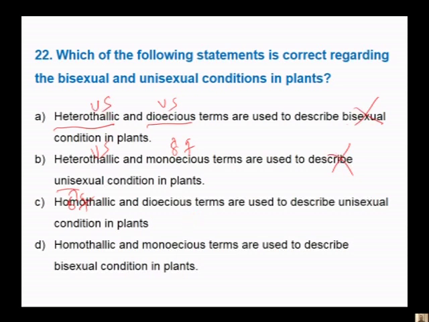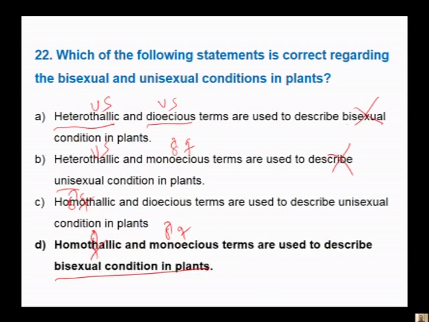Dioecious is unisexual. So unisexual is applicable only for dioecious, but not for homothallic. Homothallic is a bisexual condition. Monoecious is also a bisexual condition. So this is for bisexual with respect to the plant. Therefore, homothallic and monoecious terms can be used for the bisexual condition. Therefore, the answer is D.